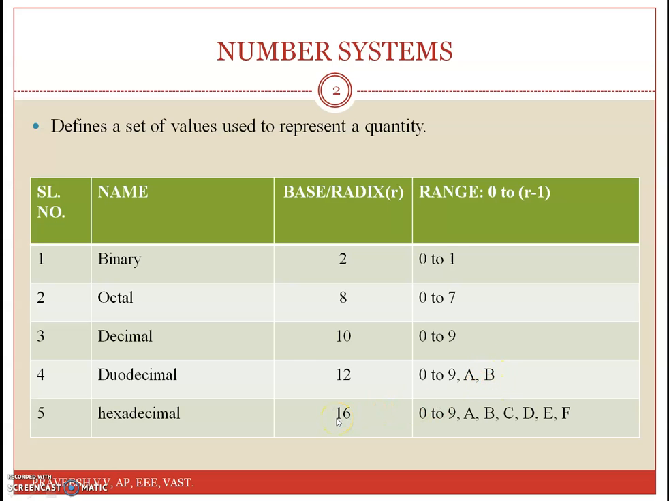And in the case of the hexadecimal number system, the radix or base is 16, so starting from 0 to 9, then 10 is represented by A, 11 by B, 12 by C, 13 by D, 14 by E, and 15 by F. So the maximum value is 15 and it is represented by F. Only in the case of duodecimal and hexadecimal do we have alphabets to represent numbers above 9. Generally we will be following these number systems: binary, octal, decimal, and hexadecimal.